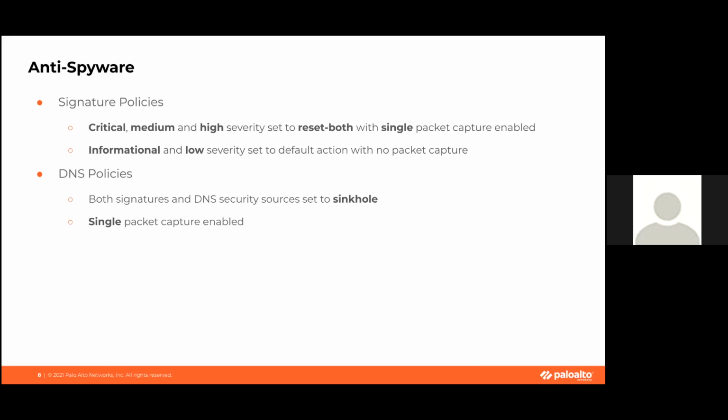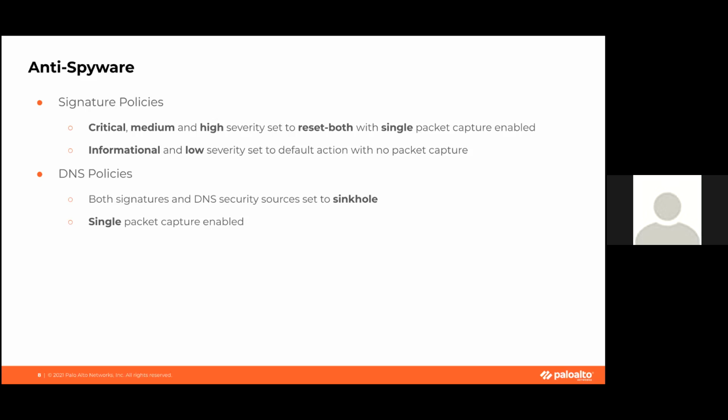The reason for this is that the critical, medium, and high severity signatures are the most important ones. They are the ones that actually target known bad behavior, and obviously the severity is the severity of the event that the signature is matching. Enabling packet capture helps later when trying to troubleshoot or investigate. It will help security operations and any sort of further investigation on this topic. Informational and low severity signatures are usually more, as the severity says, just informational, so nothing actually bad going on. It's just something we might want to report on.